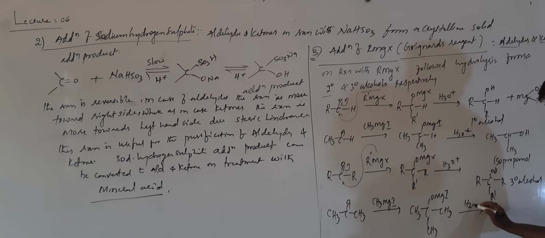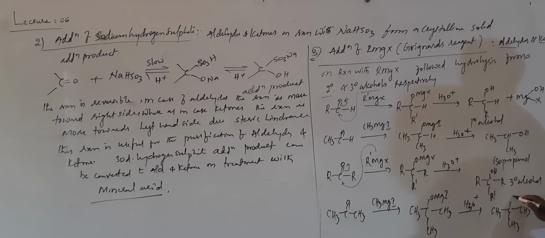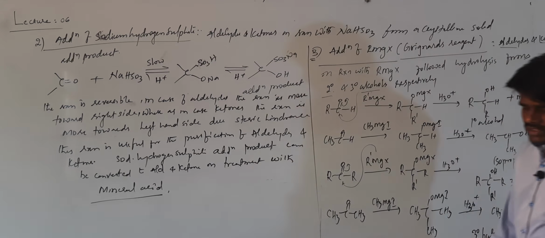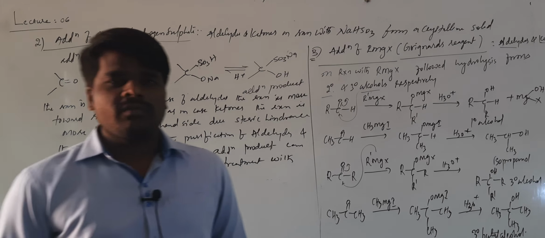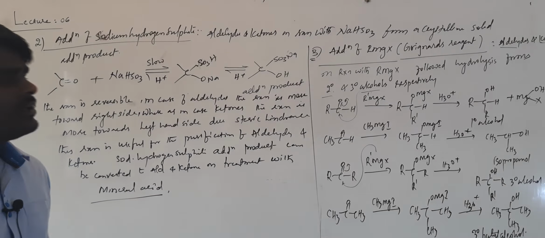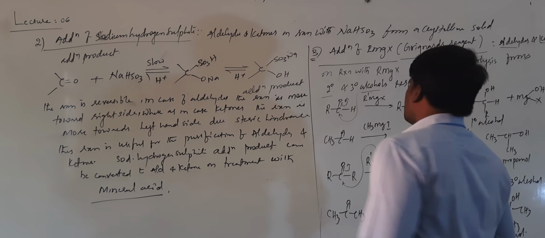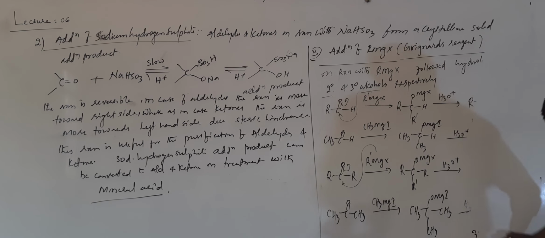This on hydrolysis will form CH3, OH. This is what we call tertiary butyl alcohol. This is the reaction with RMgX. Aldehydes and ketones on reaction with Grignard reagent followed by hydrolysis will form secondary alcohols as well as tertiary alcohols respectively. This is another nucleophilic addition reaction of aldehydes and ketones. Hope it is clear so far.